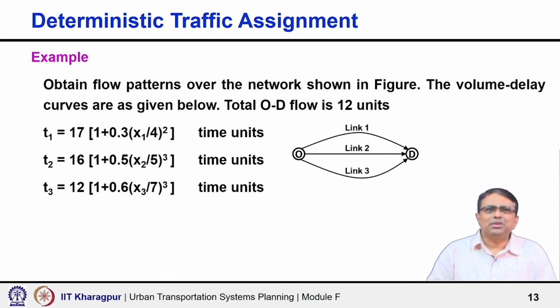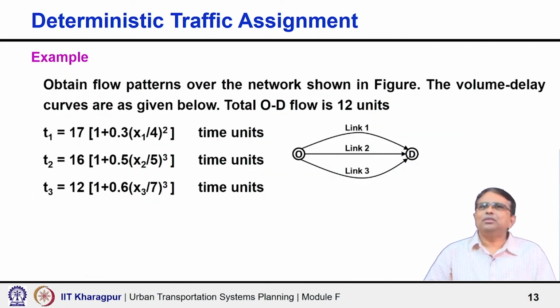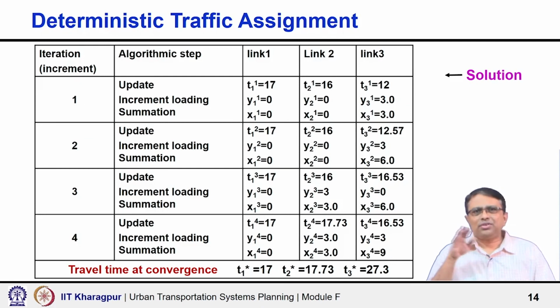So, a small example: there are 3 paths, link 1, link 2, link 3, and we want to assign 12 units following incremental loading, and we want to use 4 increments in this case. So, 4 increments means each time we will assign 3 units. I first calculated the travel times as 17, 16, 12. So, link 3 is the cheapest. So, the 3 units of incremental loading are done along that, remaining 0, 0, and since this is the first iteration, the total load is also the same.